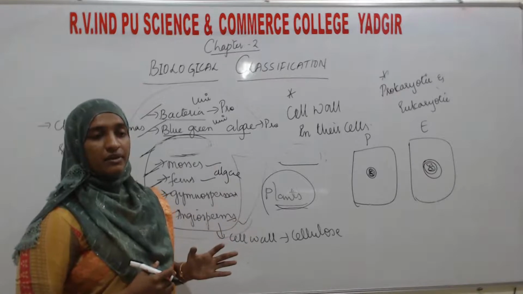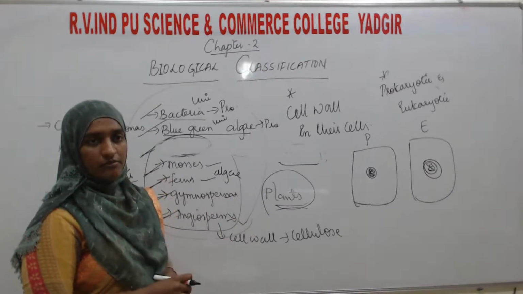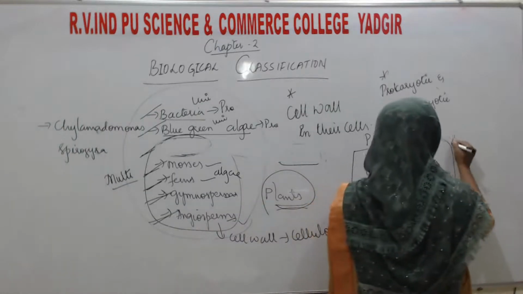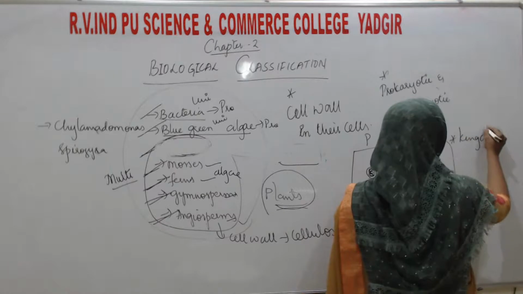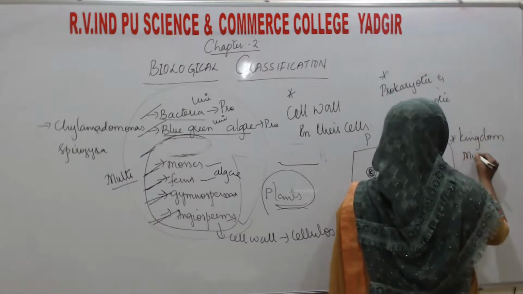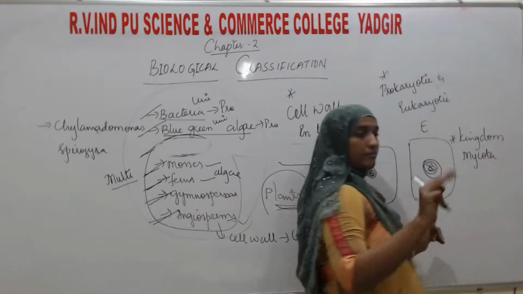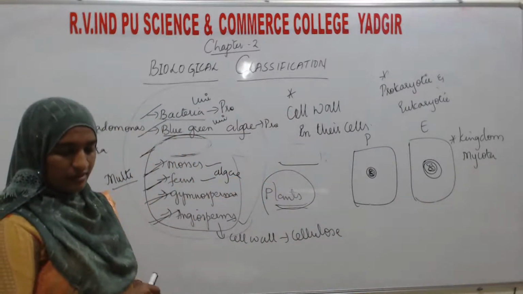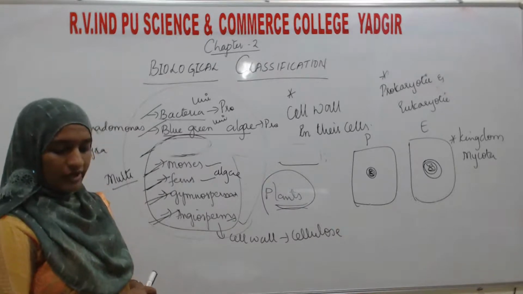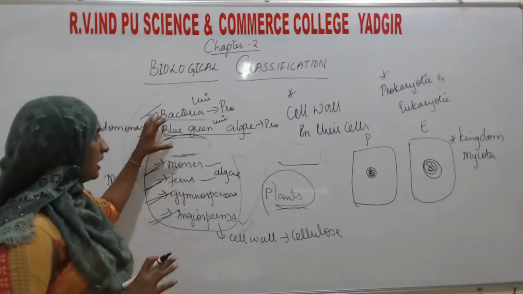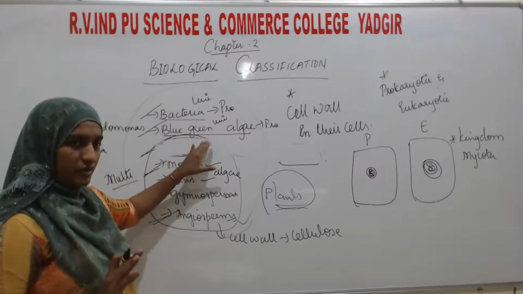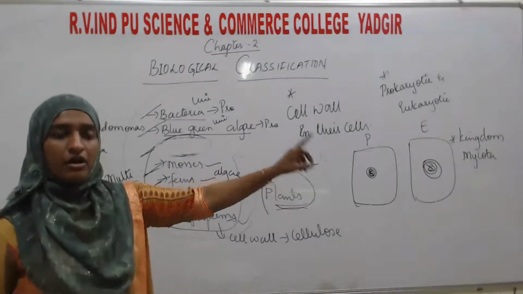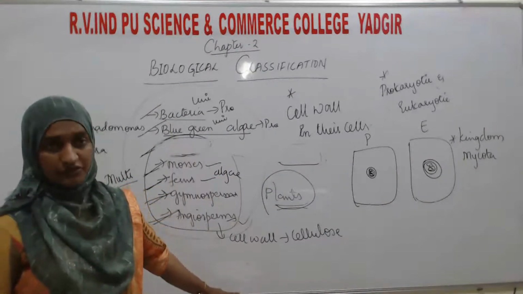What is the name of that kingdom? That is kingdom Mycota. Here you see it is placed into a different kingdom, kingdom Mycota. Like this, a kingdom has been classified by seeing all these characters. From all these organisms they placed one kingdom, that is kingdom Mycota, on the basis of cell wall composition.